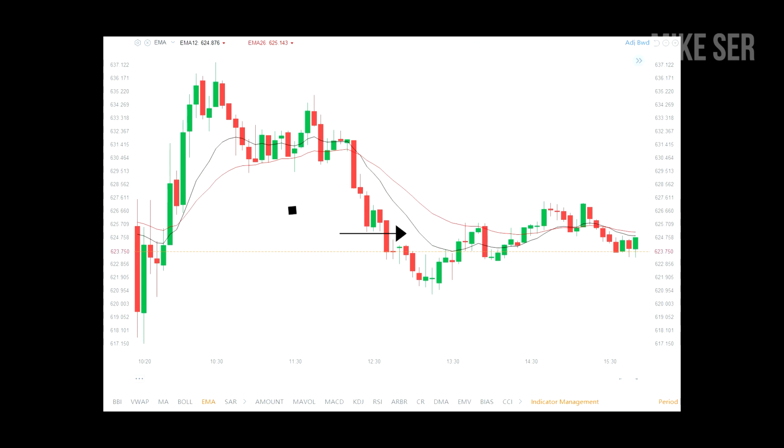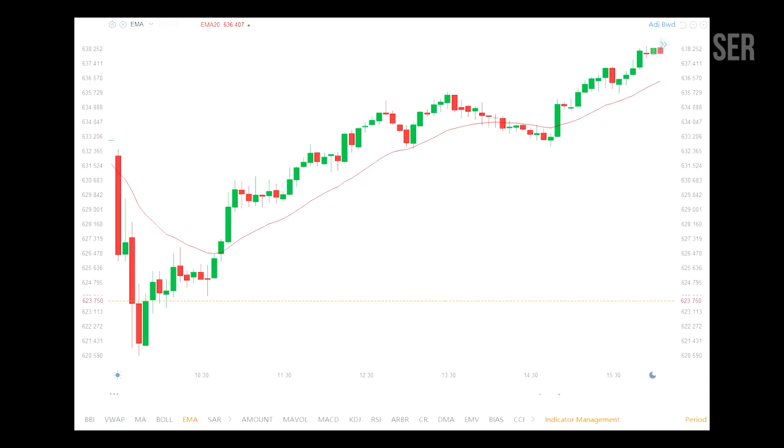The one in black is a 12-day EMA, and the other one in red is a 26-day EMA, which is a longer time period. If the black line crosses above the red line, then it's time to buy the stock. If the black line crosses below the red line, then it's time to sell the stock. As well, if the price is above the EMA and it goes back down to the EMA line, then the indicator signals that it's time to buy the stock, and vice versa.